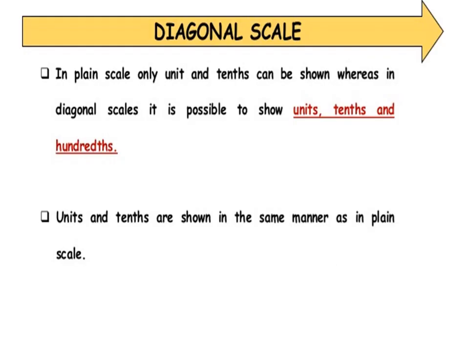So in this slide we are going to see the diagonal scale. In plane scale only unit and tenth can be shown, whereas in diagonal scale it is possible to show units, tenth and hundredth unit. Unit and tenths are shown in the same manner as in the case of plane scale.